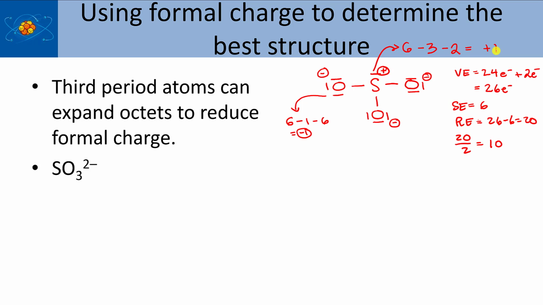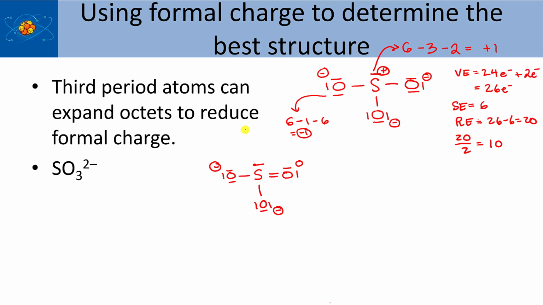Now, this is what we're going to do. When you see a structure like this, the default action is you're going to create a double bond. It doesn't matter which oxygen you make the double bond with. But notice what that does. This is still -1. This is still -1. This one's 0. This implies that the sulfur's formal charge is 0. What's the problem, though, right? The problem is that it has 10 electrons: 1, 2, 3, 4, 5, 6, 7, 8, 9, 10. And it violates the octet rule.